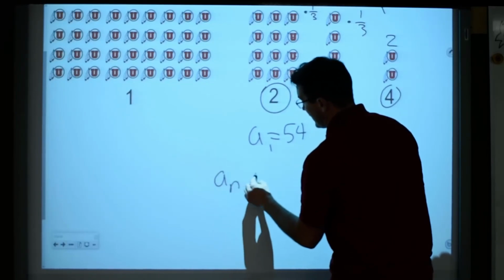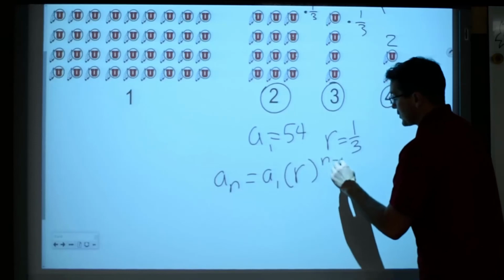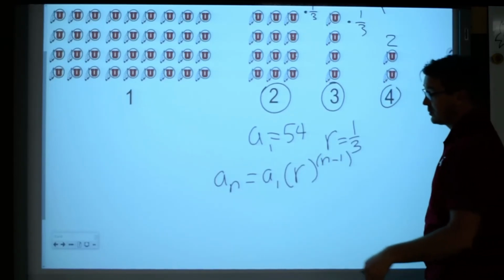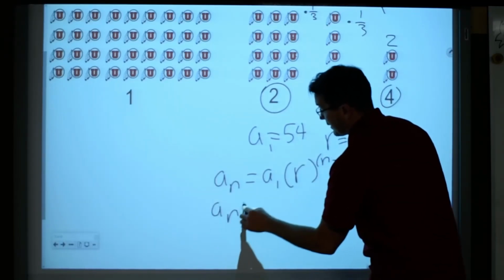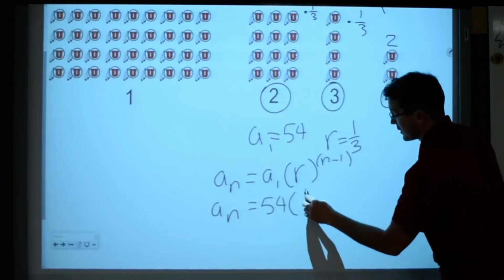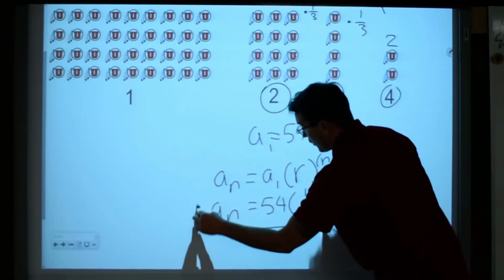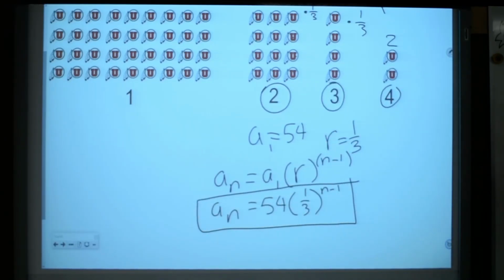This is a sub n equals a sub 1 times r to the n minus 1. You can put it in parentheses if you want to. And that means I just replace the first term, which in this case is going to be 54. And I replace the r, which is going to be 1/3 to the n minus 1. And this formula will allow me to find any number in that sequence.